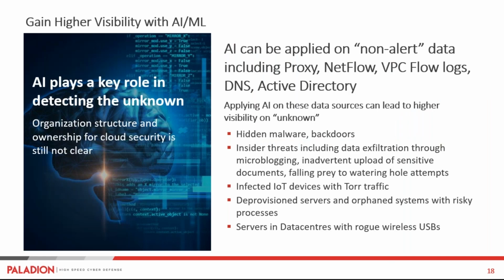So what can we do? AI can be applied on non-alert data. For example, we can apply it on logs such as proxy, NetFlow, DNS traffic, Active Directory, and many other sources. Using AI on these data sources can increase the detection of unknown threats and can lead to detecting attacks such as hidden malware, backdoors, insider threats, and many such attacks.